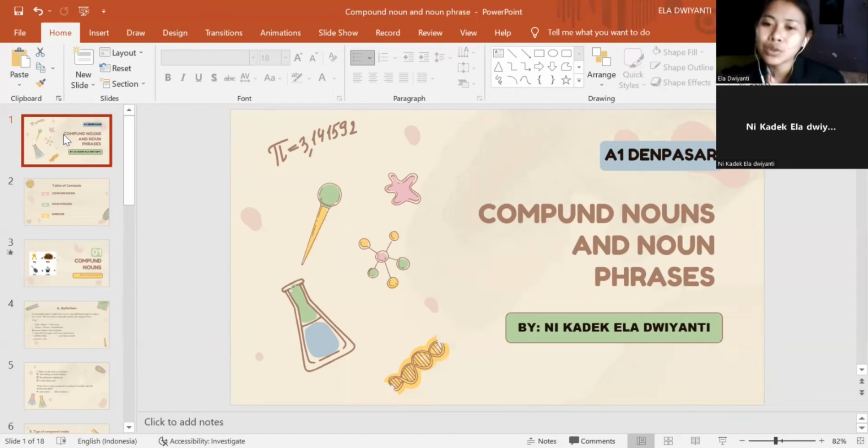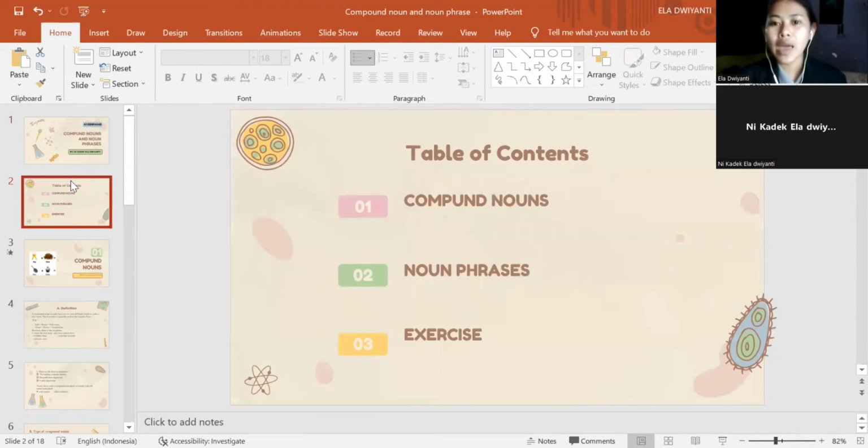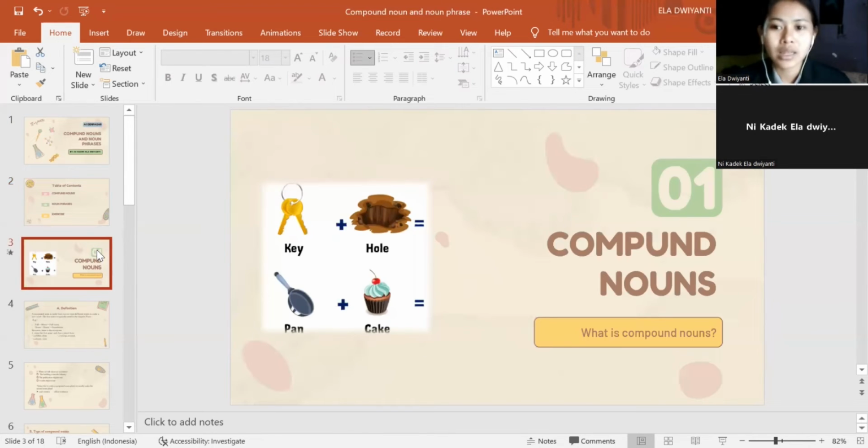Today, I would like to talk about compound nouns and noun phrases. Next slide. We have two lessons today, about compound nouns and noun phrases, and lastly we have an exercise. Okay. The first one is compound nouns. What is a compound noun?